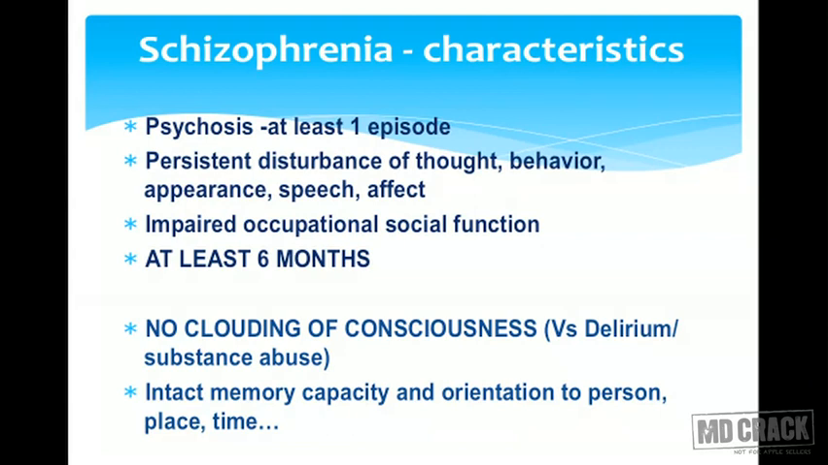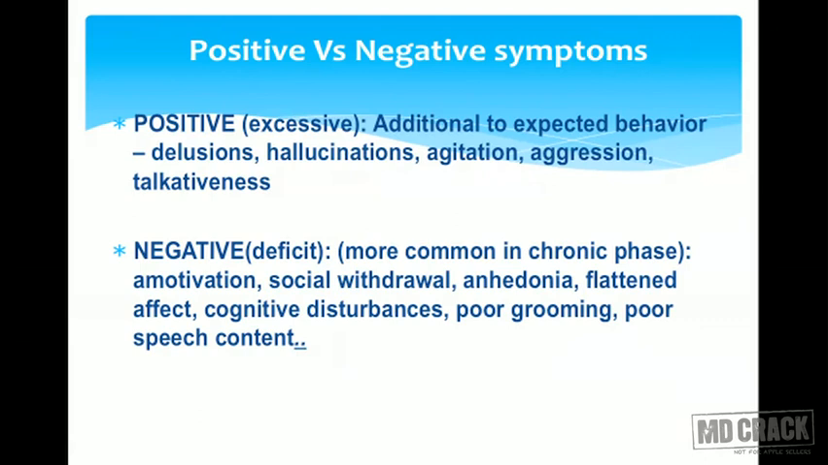There is no clouding of consciousness, which happens in delirium and which happens in substance abuse disorders. There is intact memory capacity, and orientation to person, place, time per se is normal. Because there is lost ground reality, you might feel that the orientation to the person, place and time is lost, but per se orientation to the person, place and time is not lost in schizophrenia.